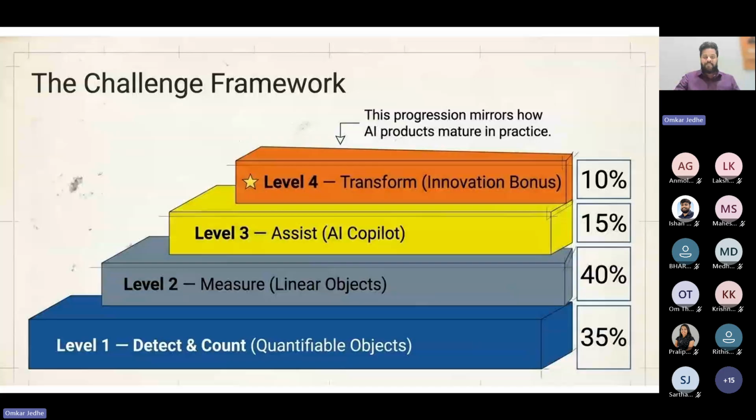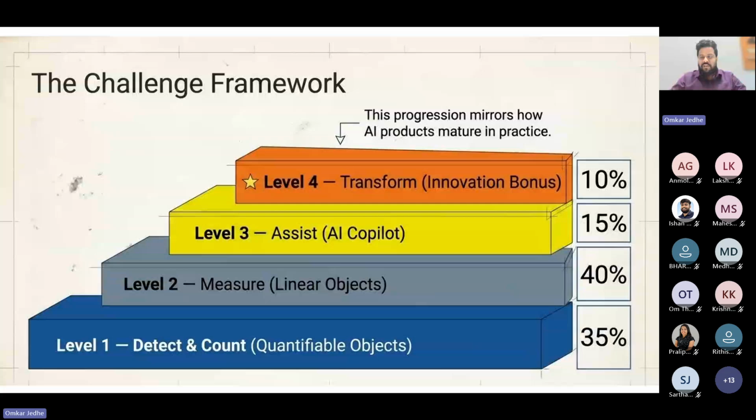But level four is the cherry on the cake that we have kept. Transform something innovative that you feel. You have a construction expert in your team, right? He may understand, hey, we are solving these three things, but it's going to add more value if we solve something more along with that. And we want to give that 10% to that domain understanding, that innovation that you guys can come up with, along with your domain expert, and solve something different, something more that this construction industry needs.